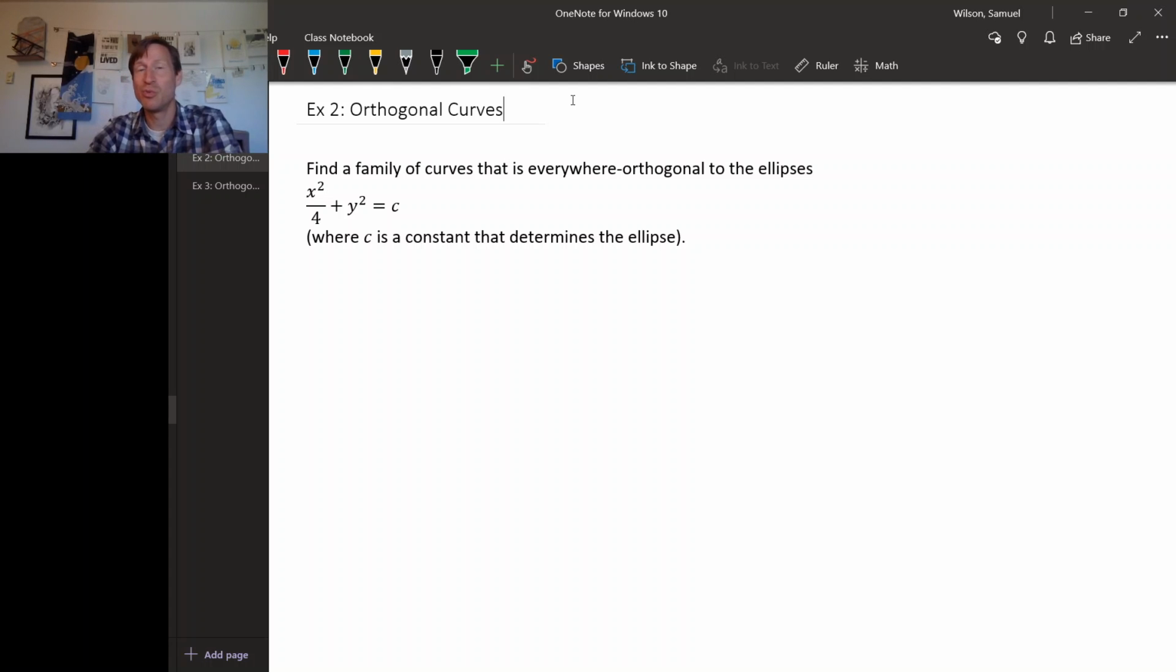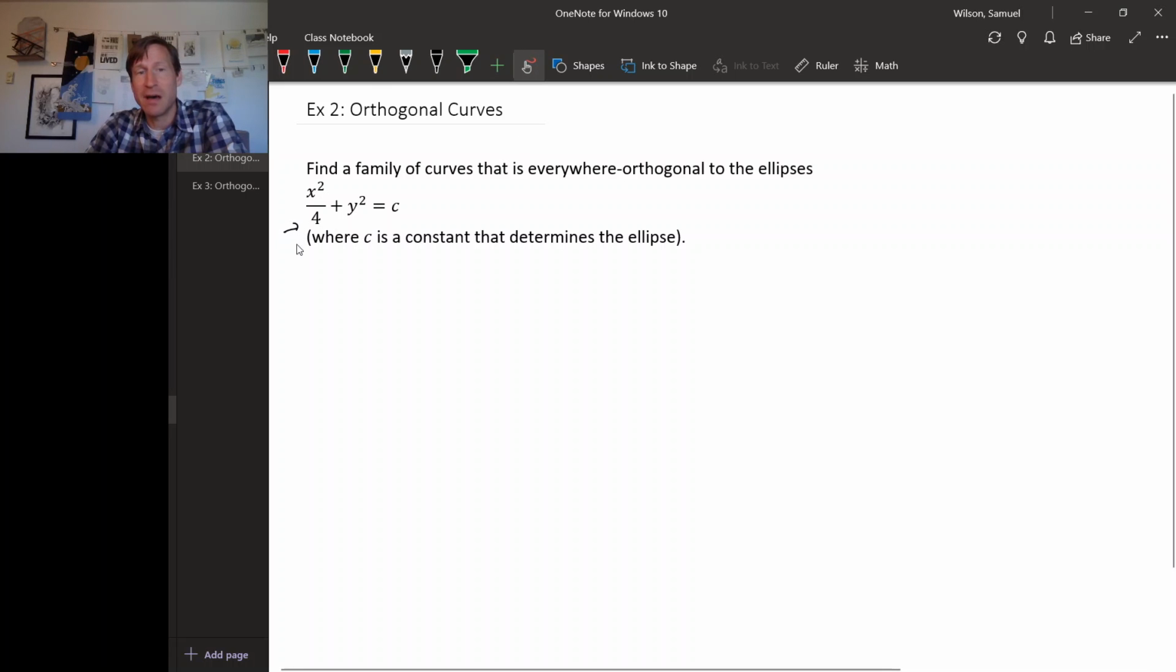Another thing we can do with all of the differential equation solving tricks that we have at this point is solve some geometry problems. So here's a geometry problem that actually comes up in some applied situations, especially involving electromagnetism. So let's say that we have a family of curves.